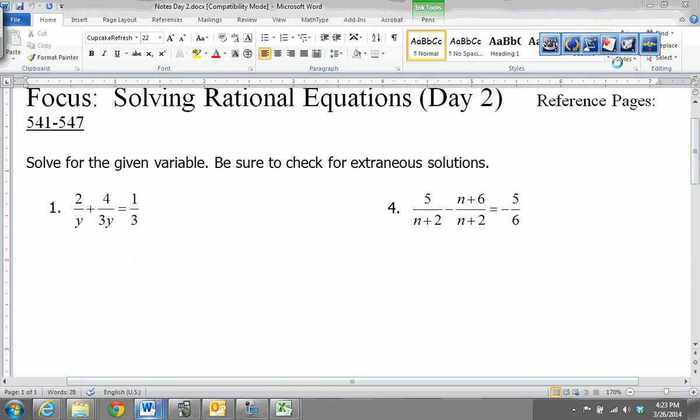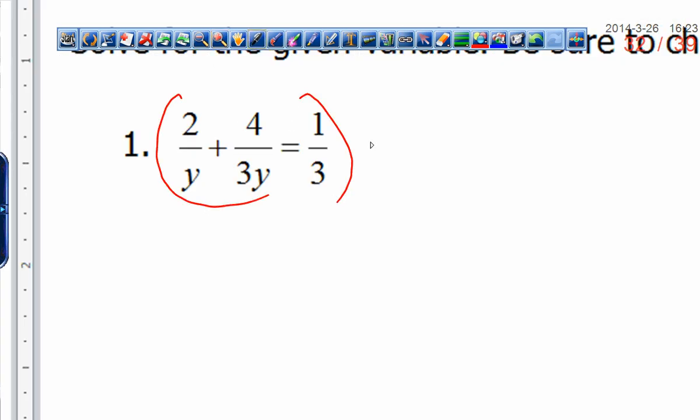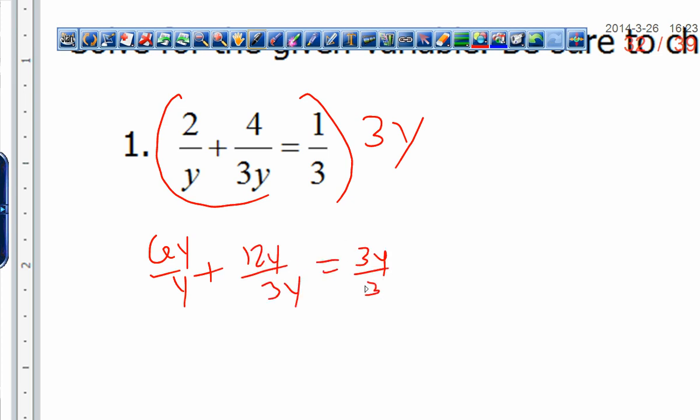Anytime we don't have a common denominator, I need to multiply by whatever is in the bottom. So this time I'm multiplying by 3y. Now I'm going to show all my work. If you don't need to show all your work, that's fine. Go ahead and do this in your head. It doesn't really matter to me as long as you get the right answer.